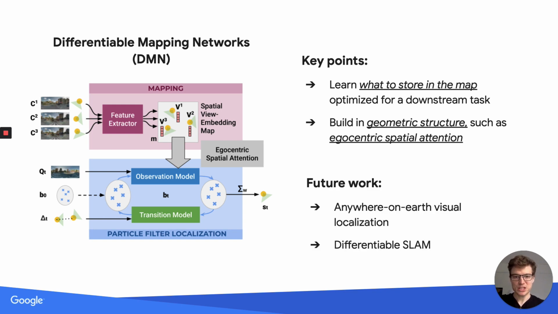There are promising directions for future work on applications, for example, for an autonomous vehicle to localize anywhere on Earth using Street View data. Our differentiable mapping architecture could also be extended to the full SLAM setting, where new embeddings could be added every time a new observation arrives.